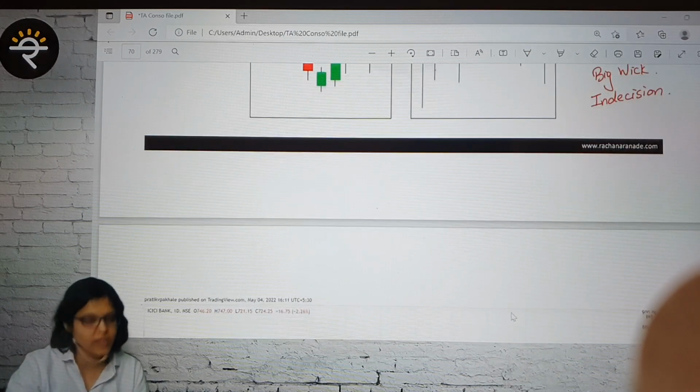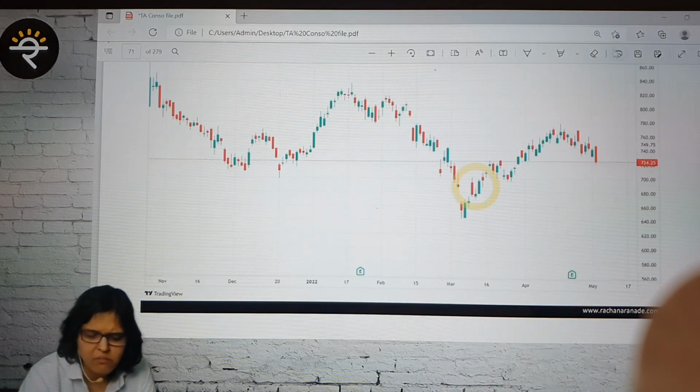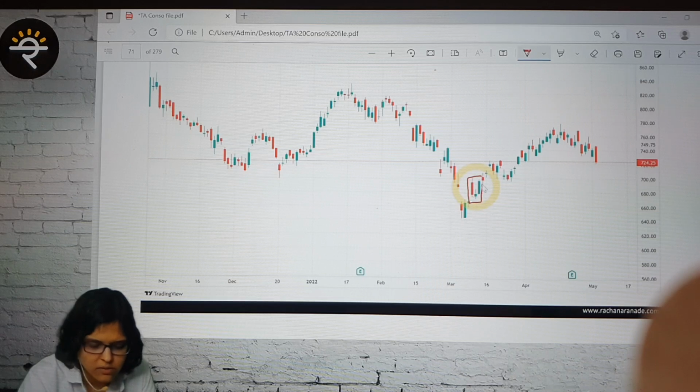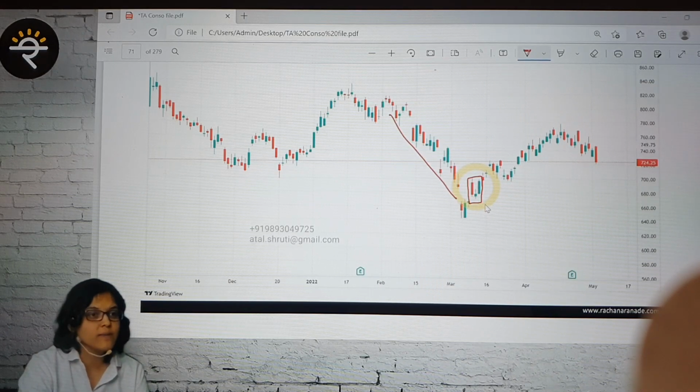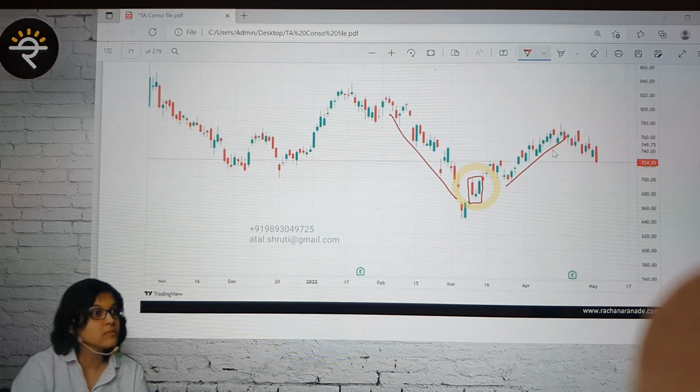Okay, so shall we quickly check a few examples now? And majority of the times these will be textbook only. See this. Very nice downfall, followed by a morning star. Is this a morning star? Red, kind of a doji, and big green, followed by a classic up move. Correct? Can we go on?